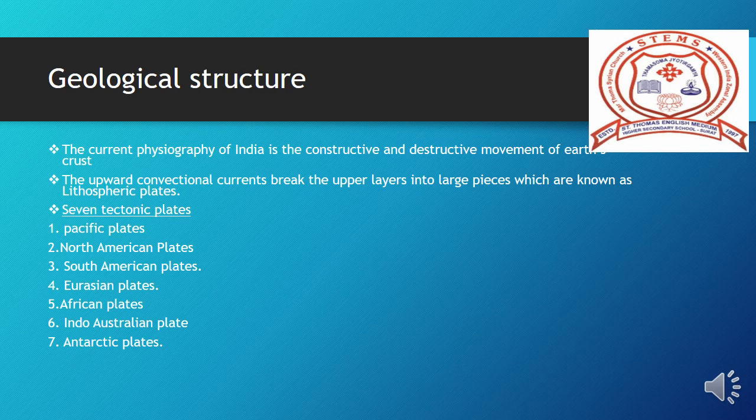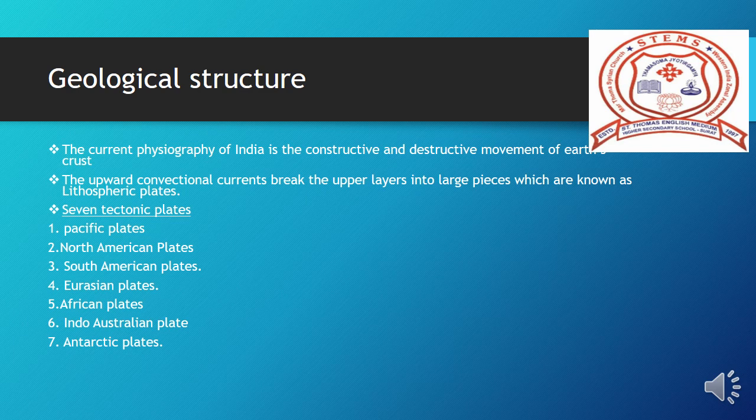The structure of the earth is formed of lithosphere and hydrosphere. The crust of the earth is known as lithosphere. This lithosphere floats over the semi-liquid rocks of the asthenosphere.